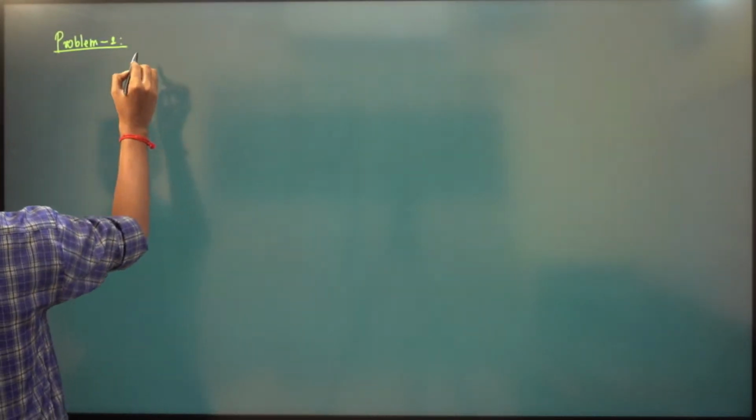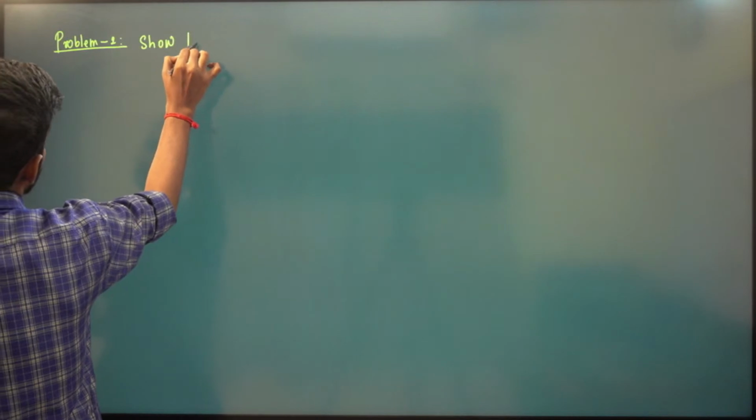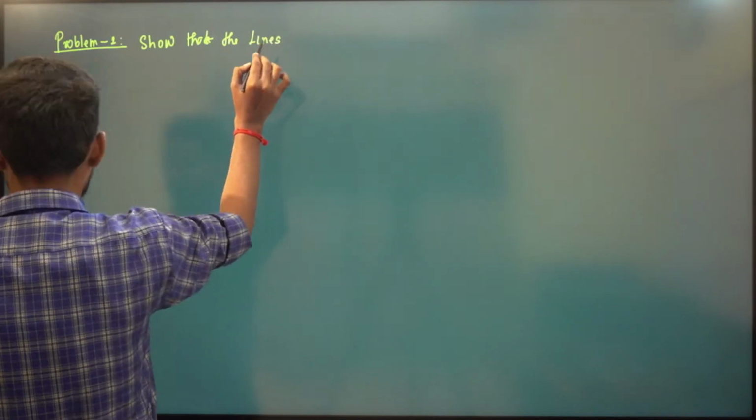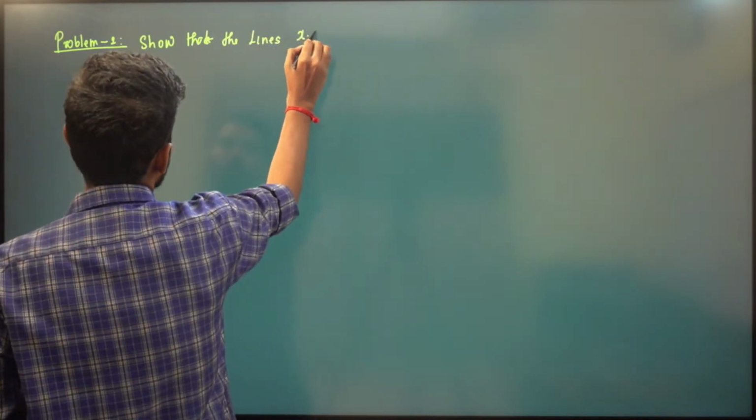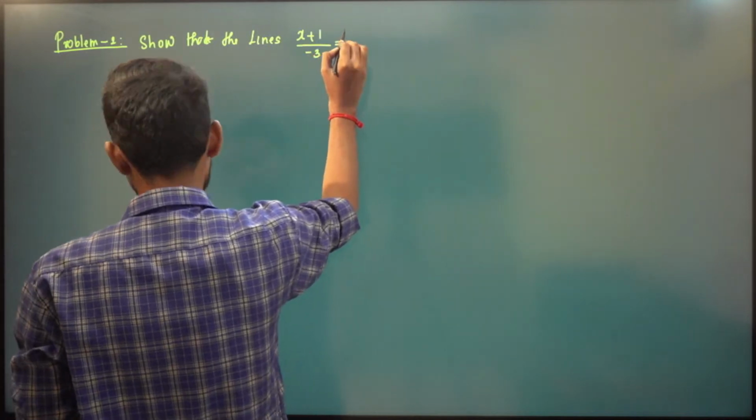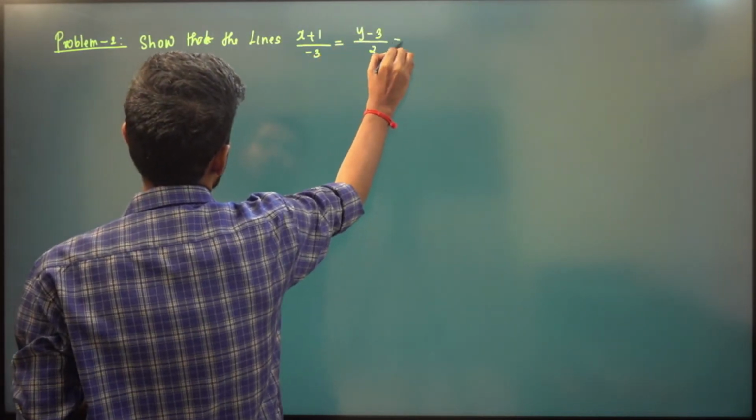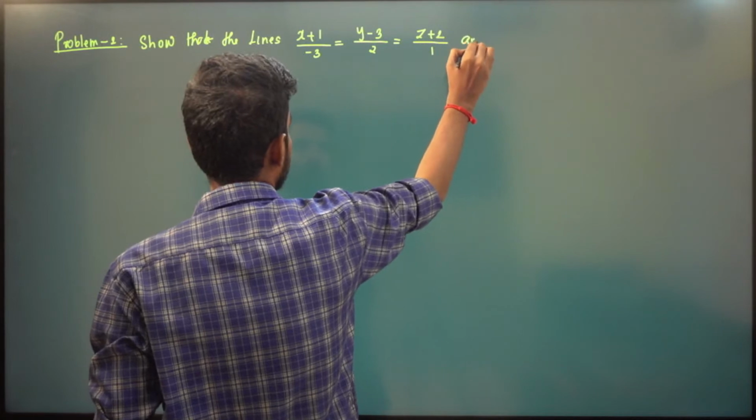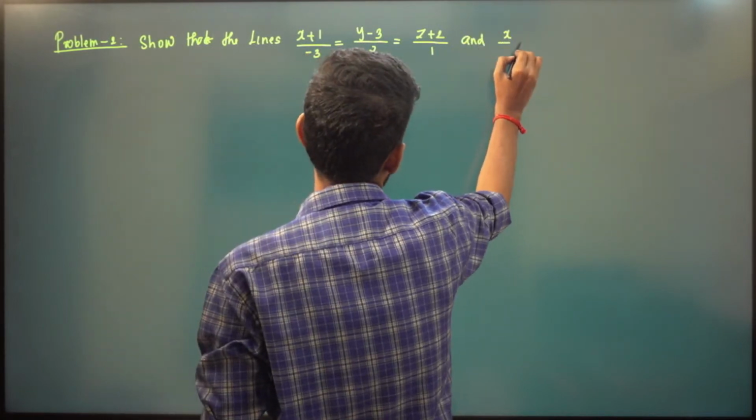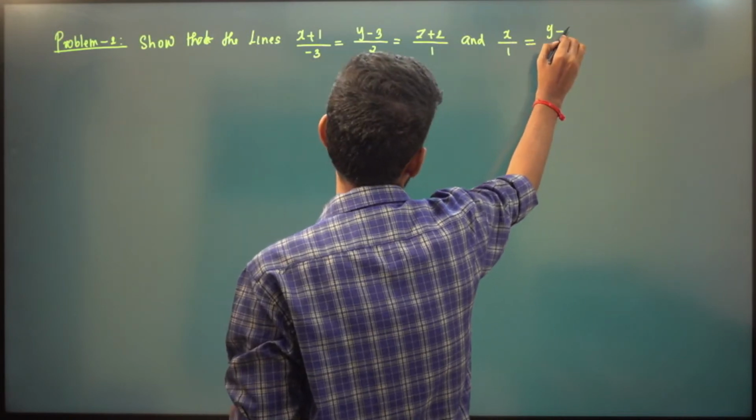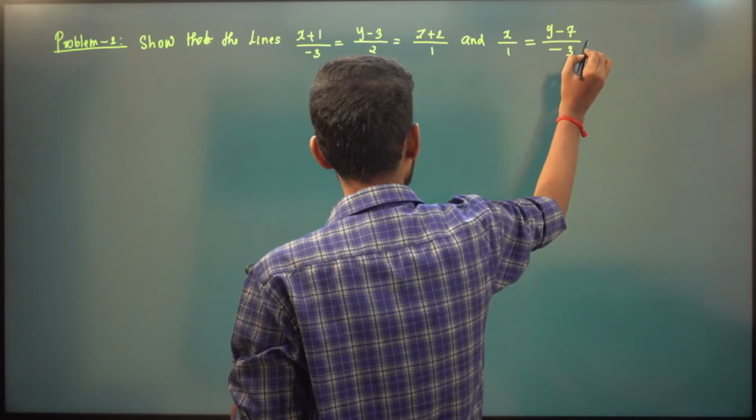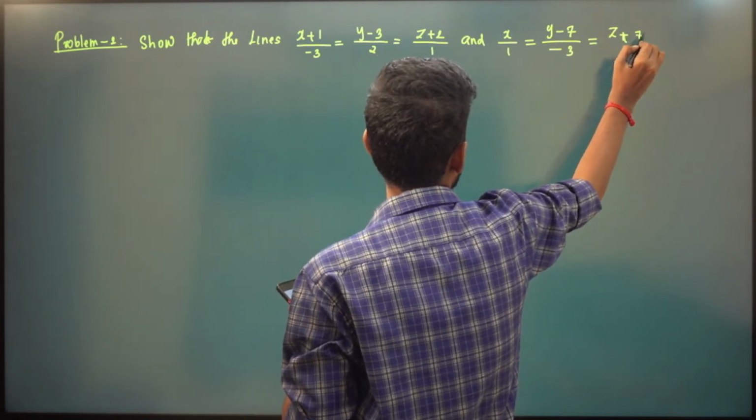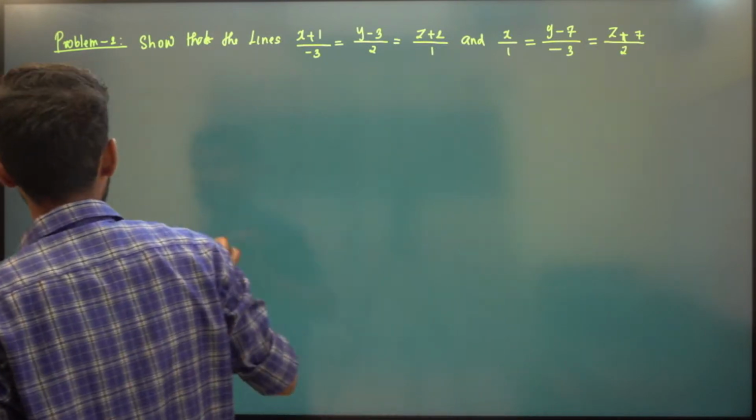So problem 2: show that the lines (x plus 1) divided by minus 3, (y minus 3) by 2, (z plus 2) by 1, and x by 1 is equal to (y minus 7) divided by minus 3, (z plus 7) divided by 2, intersect.